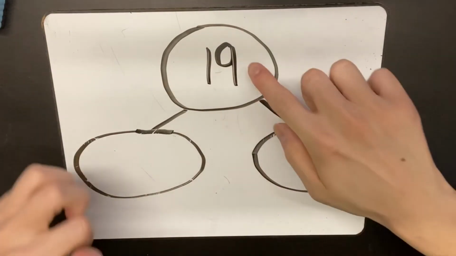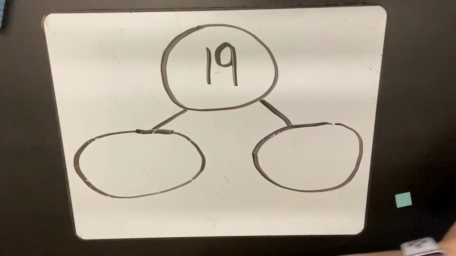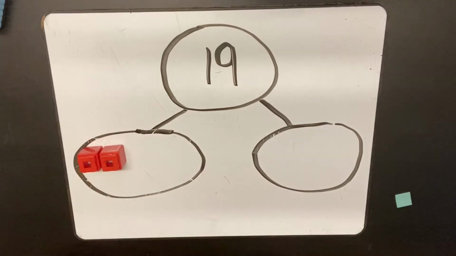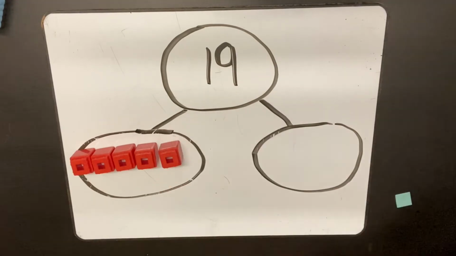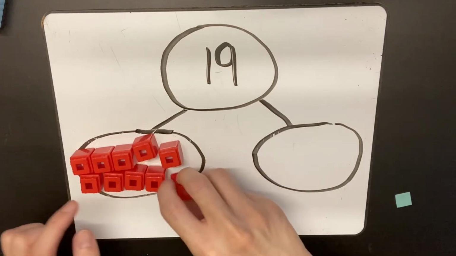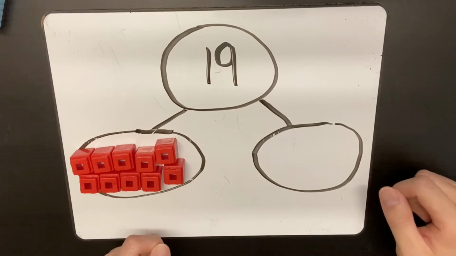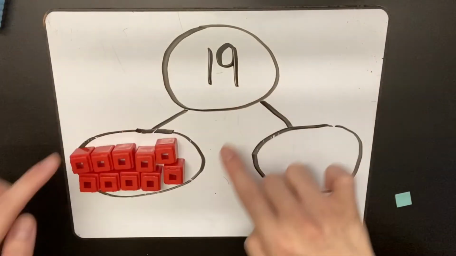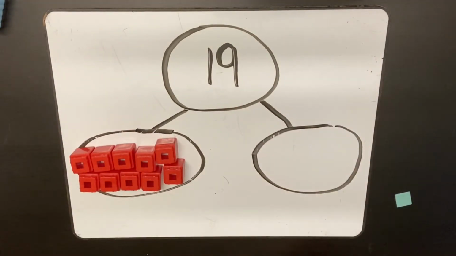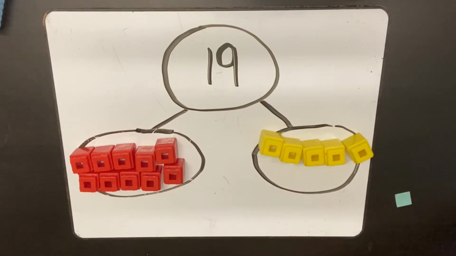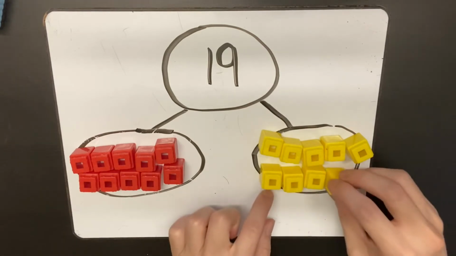So now we're going to show the number 19 in two parts. One of my parts is going to be 10. So let me go ahead and put 10 cubes on this part. 1, 2, 3, 4, 5, 6, 7, 8, 9, 10. What is my other part going to be? Remember, my whole is 19, and this part is 10. The number 9. Yeah, so let me put 9 cubes. 1, 2, 3, 4, 5, 6, 7, 8, 9. Awesome job.